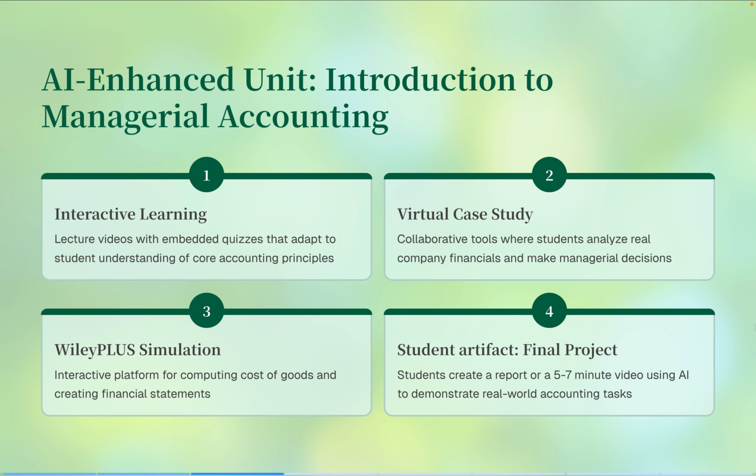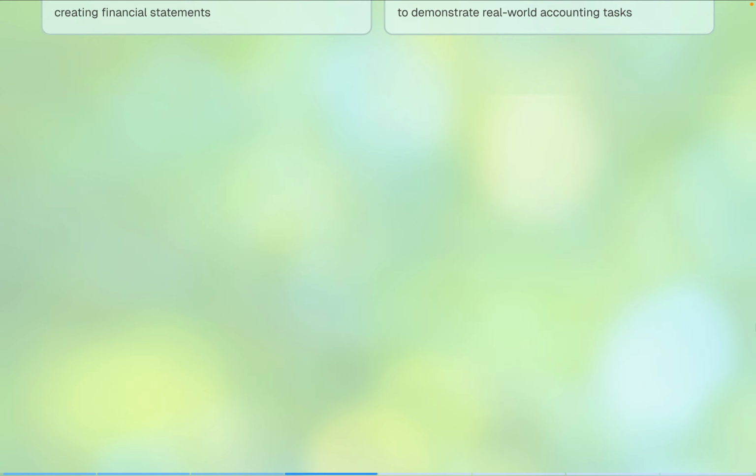And then it moved on to a simulation using a tool called Wiley Plus, which is an interactive platform, and it allows the students to do computations of cost of goods and also to create financial statements. And then the student artifact was the final project, where students were to create a report or a 5 to 7 minute video using AI to demonstrate real-world accounting tasks. So that was a fun one to revamp, and I look forward to doing that for some further units in all of my accounting classes.